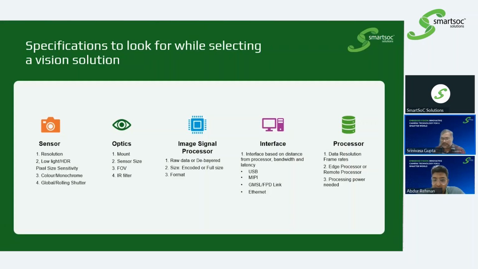All these neural network processes and other things are computationally intensive. So resolution, frame rates, and the application, whether it is an edge application, the processing power, and how many cameras are required, all of these will be factored in while deciding the processor.